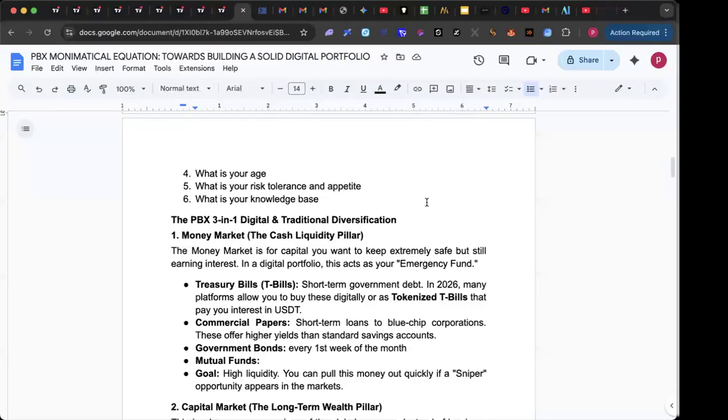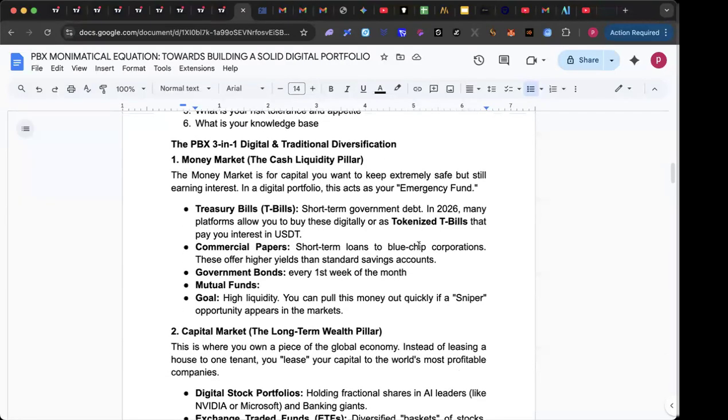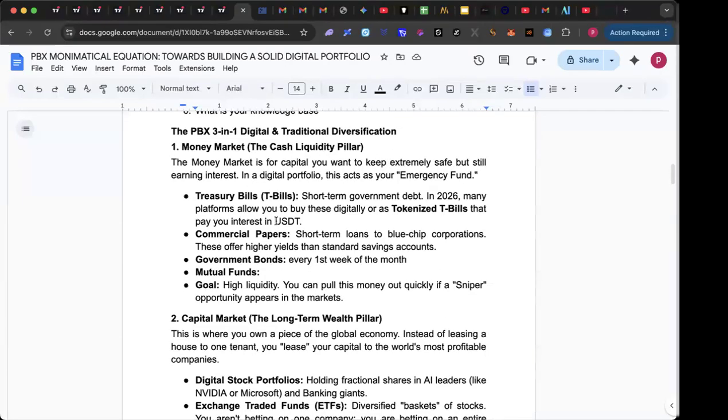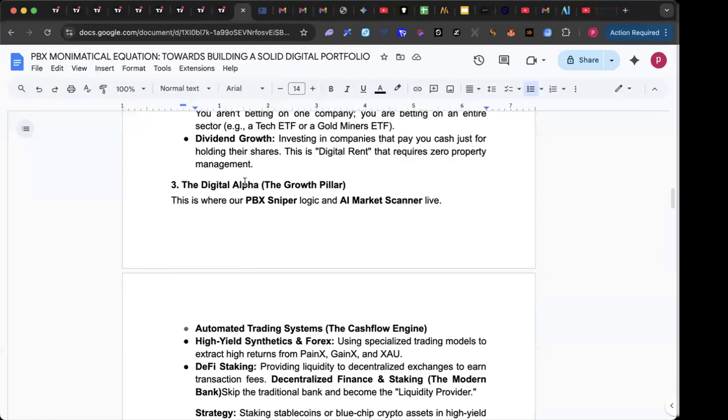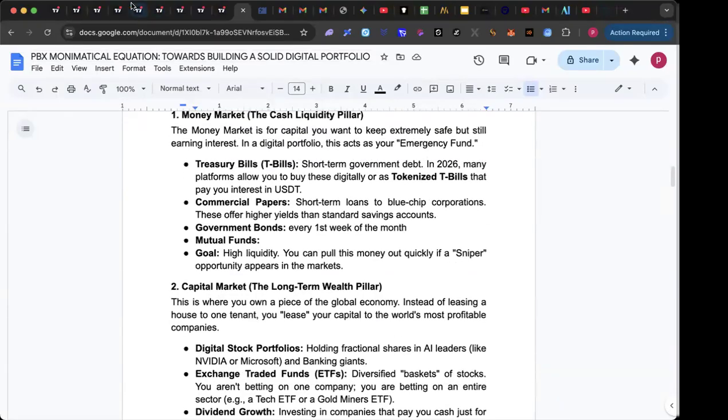Then what is your knowledge base? You need to have basic knowledge about this. Now, quickly, I'm just going to paraphrase this and I will show you one of it. We say we have PBS 3-in-1 digital and traditional diversification. I'll start from the bottom. That's why I put it number one. Number one is the bottom, but I put it number one. It's called the money market, and I named this one the cash liquidity pillar. Number two is the capital market, the long-term wealth pillar. Number three is the digital alpha, the growth pillar. And I'm going to show you the platform. Some of you are already on our platform and what we're doing.